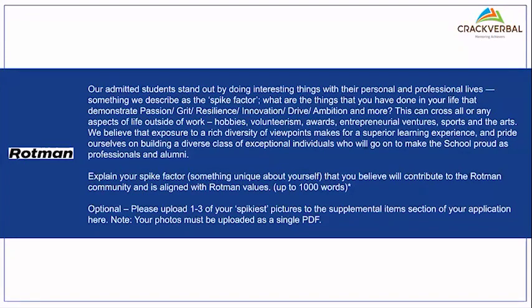And here is the optional thing, very interesting. Please upload 1 to 3 of your spikiest pictures to the supplemental item sections of your application. Note, your photos must be uploaded as a single PDF. Now, think about it. If I were to look at your life in terms of spikes, right? So I'll give you some examples of what people have put in the past as spikes.